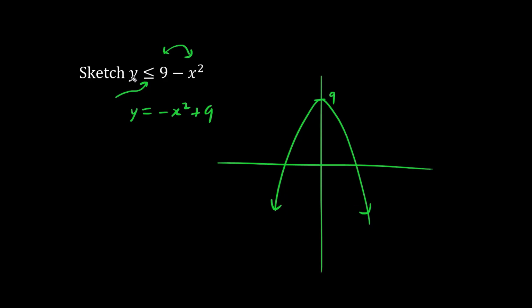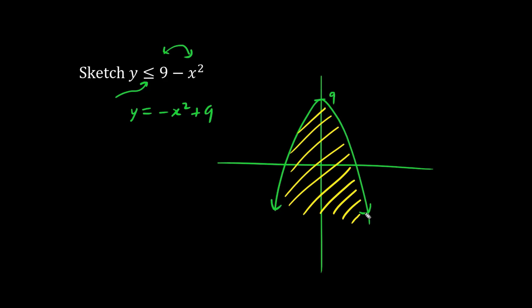And when we say that y is less than or equal to this quadratic, we always shade below. Think of this as the border, and we're shading in USA. So this here is the solution region.